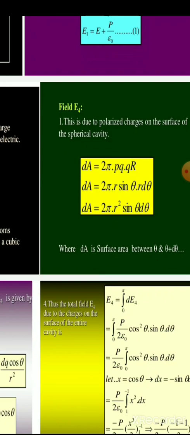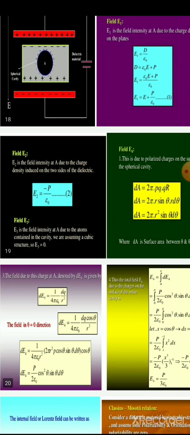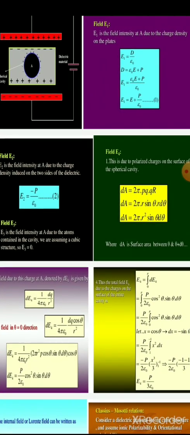dq equals dA into P cos theta, where dA is the surface area between theta and theta plus d theta. We have taken already theta and d theta angles. dA is 2 pi r square sin theta into r d theta. As we got dA, substitute that dA in dq to get the change in charge.